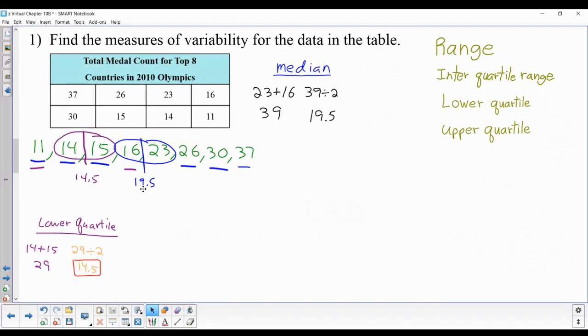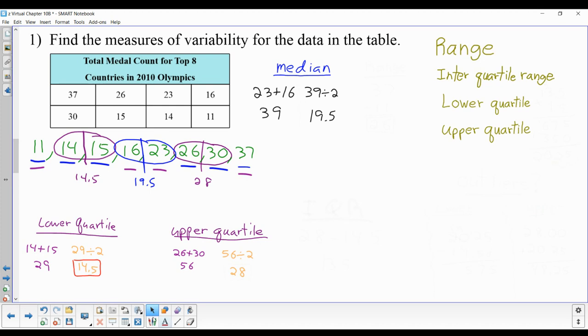We then find the median for the upper data. We find the median by working our way towards the middle. I'll mark off 1 number on the left. I'll mark off 1 number on the right. And since there are 2 numbers in the middle, I have to add them up. And that median, for the upper data, is called the upper quartile. We'll do 26 plus 30 and get 56. We will divide by 2. And our upper quartile is 28.